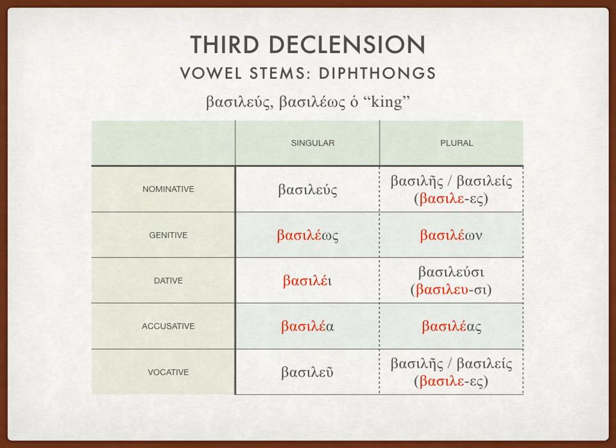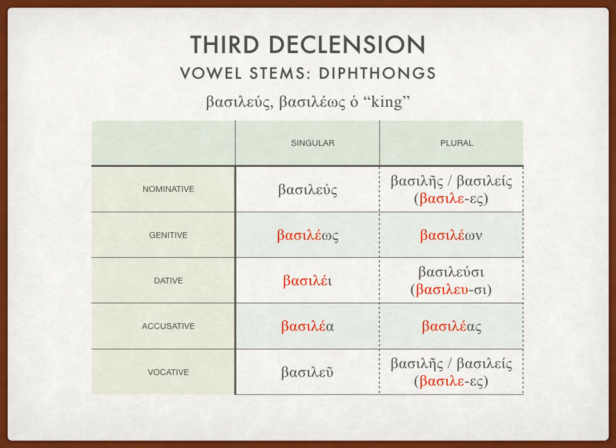The genitive, just like the words we saw before, basileos. So remember, it's omega sigma, not os, basileos. Dative, basilei, very regular. Accusative, nice and easy, basilea, the king. All perfectly normal. Vocative, a little bit different, basileo if I talked to a king rather than basileus, so a slight change there.